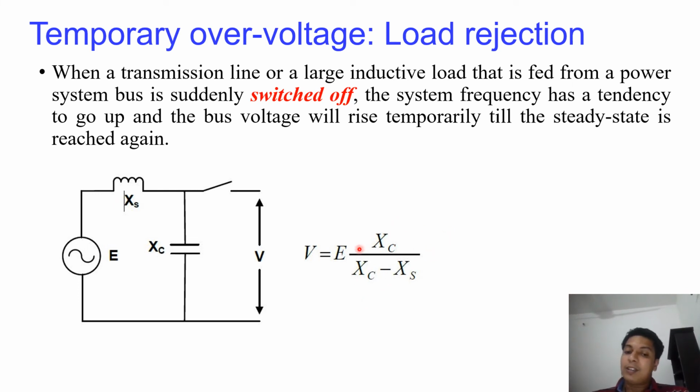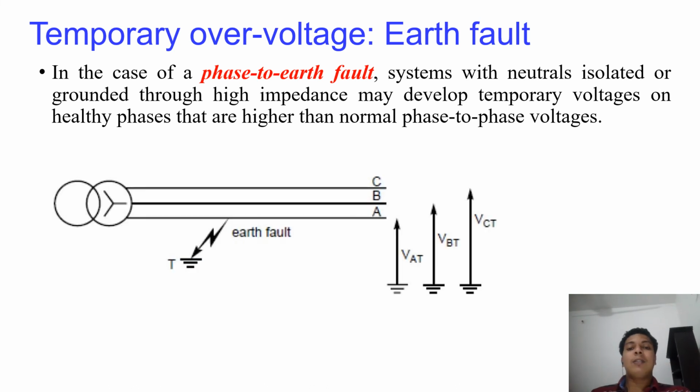So because of that you will have this voltage to be higher. So this is how, due to load rejection, you have an increase in voltage. Now the other thing is the earth fault.